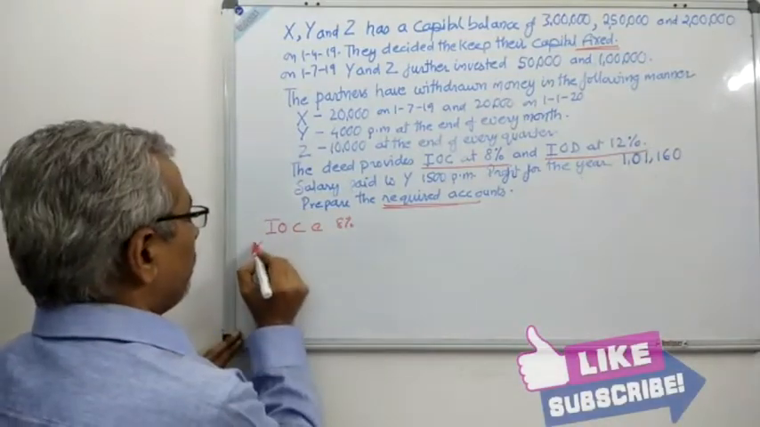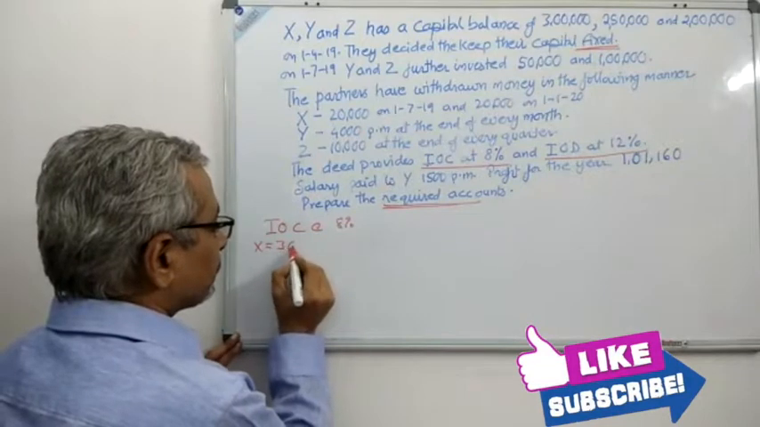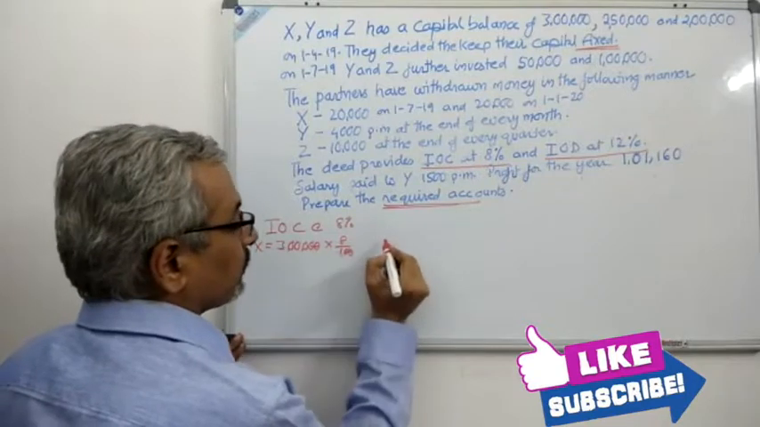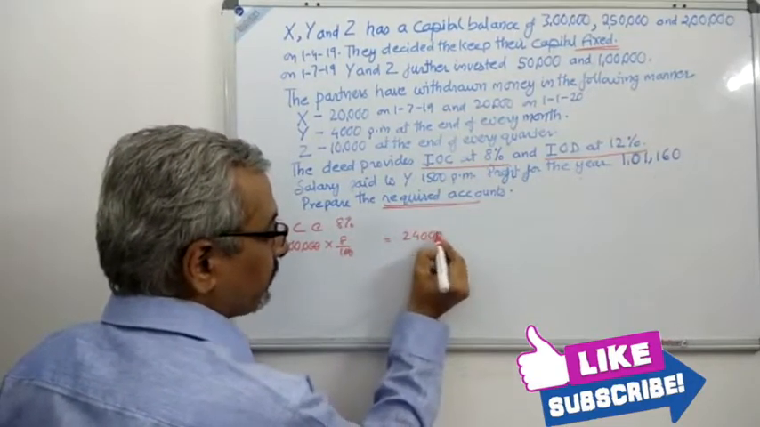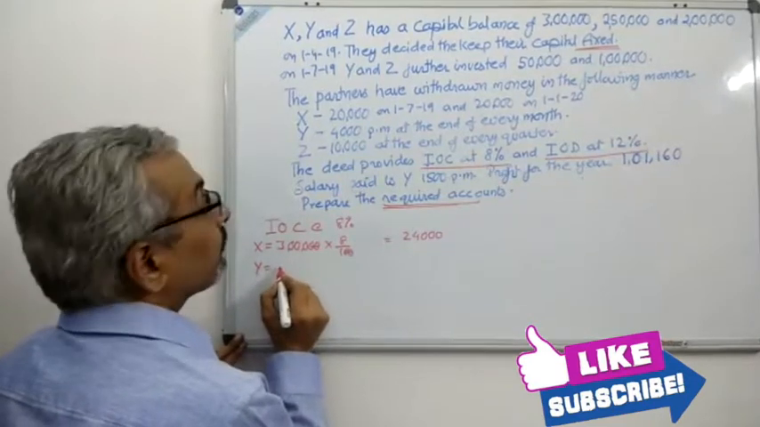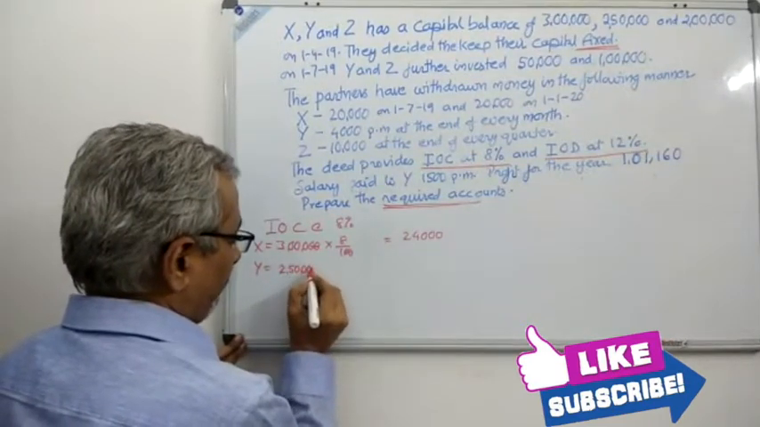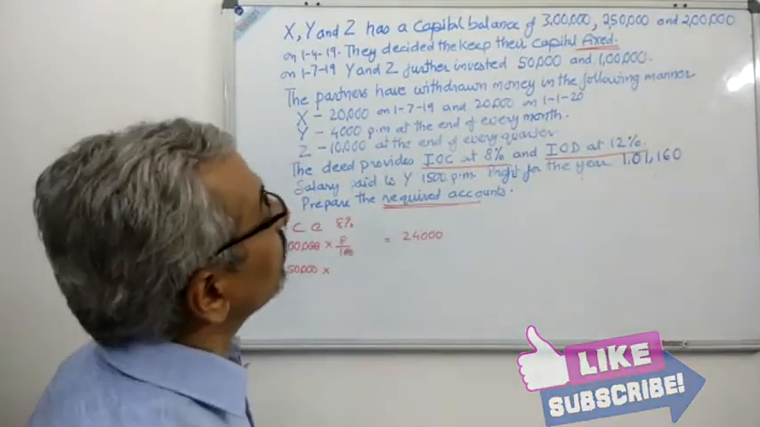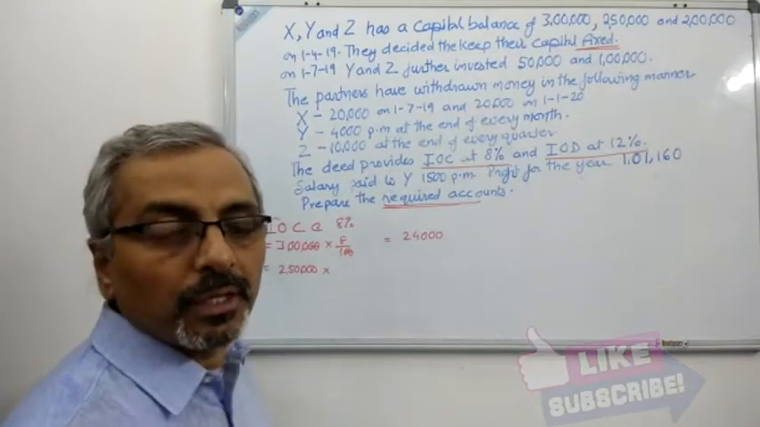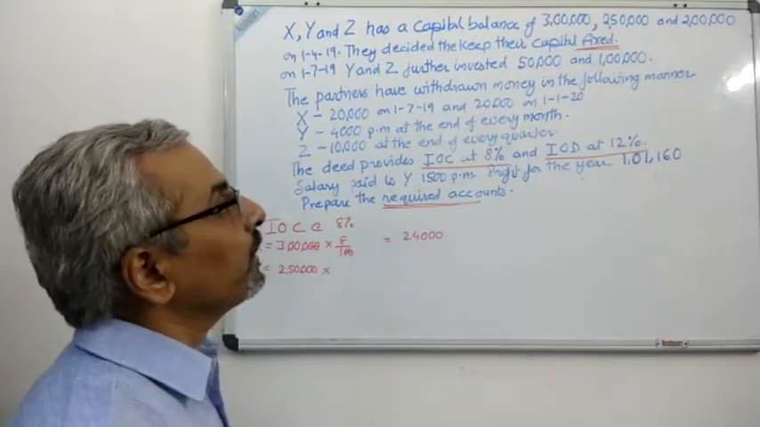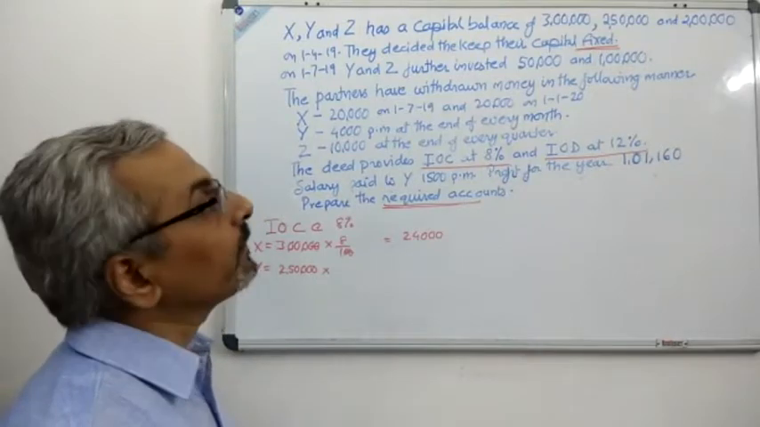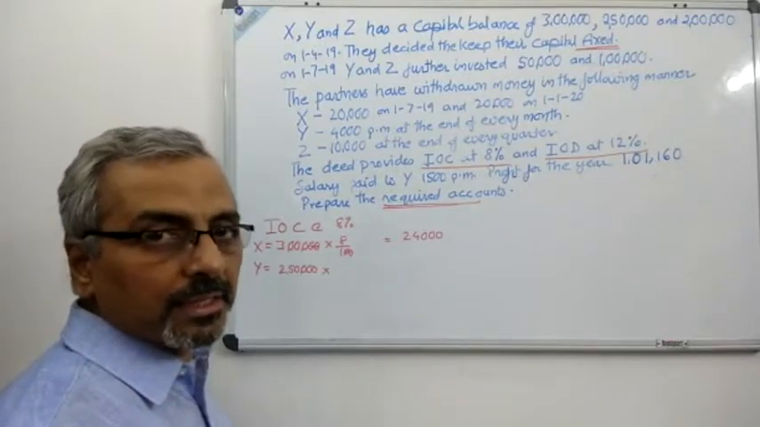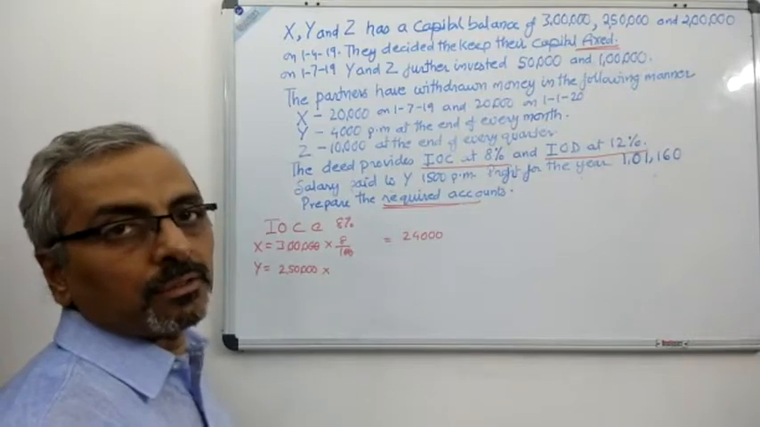So first partner we have X. The investment is 3 lakh, and there is no further investment, so 24,000 is the interest on capital. Y, we have 2,50,000. See very carefully, for full year, and then we have 50,000 for 9 months. Or we can also calculate in this way: 2,50,000 for 3 months and then 3 lakh for 9 months. These are two ways of calculating it. We will get the same interest.